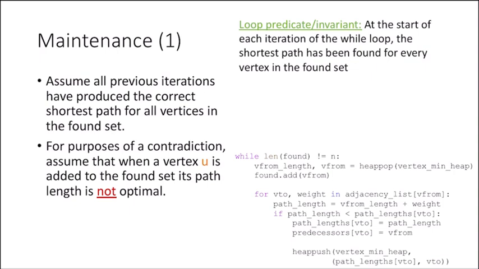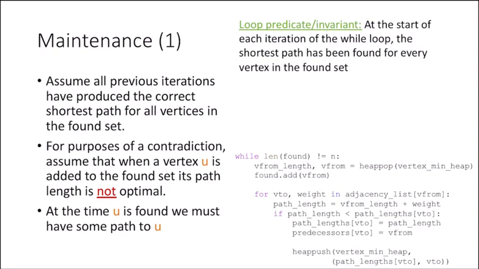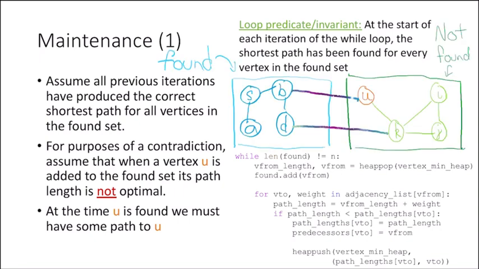So let's just say for purposes of contradiction that when a vertex u is added to the found set, its path length is not optimal. It's easy to show that that's going to be a contradiction. So let's just start with that. What this means is that at the time that u is found, meaning the time we add u to the found set, we have to have some path to u, and later on we have to find some better path to u. So let me paint the picture for you.